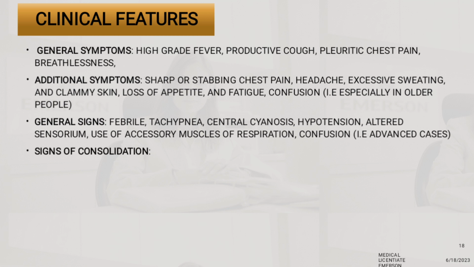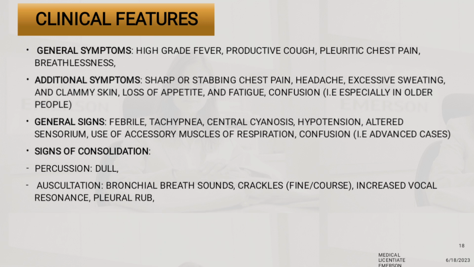Then signs of consolidation. So when someone is having consolidation on your examination, the signs you're going to see on percussion is to have a dull sound. Then on your auscultation, there will be bronchial breath sounds. In the lungs, there might be crackles, which may be fine or coarse. Then there also could be increased vocal resonance, and the other auscultation finding can be pleural rub. Okay, so just depending on your finding. Then on palpation, there will be a diminished tactile vocal fremitus.